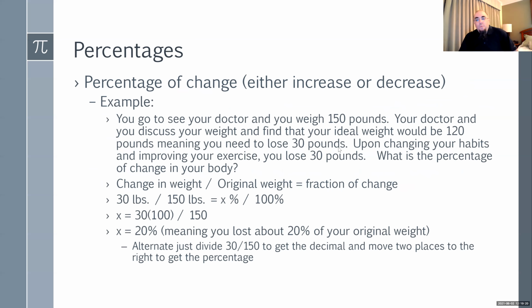So you go to see your doctor and you weigh 150 pounds. Your doc and you discuss your weight and find out your ideal weight would be 120 pounds, meaning you need to lose 30 pounds. Upon changing your habits and improving exercise, you lose 30 pounds. What is the percentage of change of your body? So here we go. We'll change in weight, 30 pounds over original weight, 150, equals what percent over 100? So as we get that down, we'll go, okay, well, 30 times 100 is 3,000 divided by 150. You lost about 20% of your original weight.